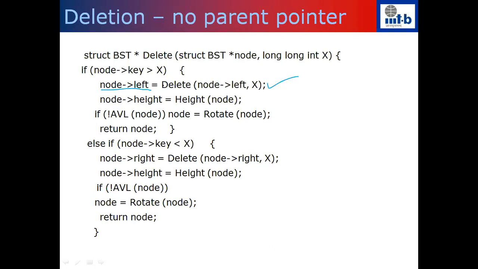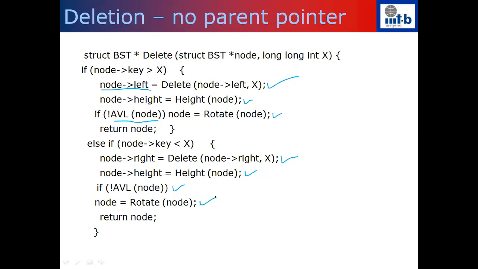So once this returns the subtree, what you do is that you compute the height of the node, update the height of the node, then check whether this node actually violates the AVL property. If it violates the AVL property, just call the rotate function. So after that, return the node. Similarly, if the number is greater than the key node, then you want to delete in the right subtree and update the height. Check if the AVL property is violated. If the AVL property is violated, you rotate it, right?